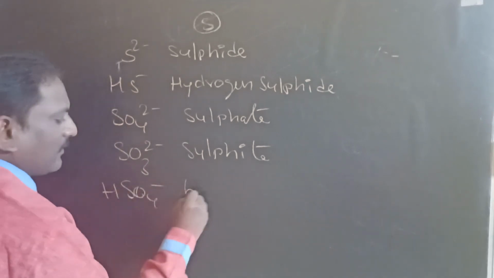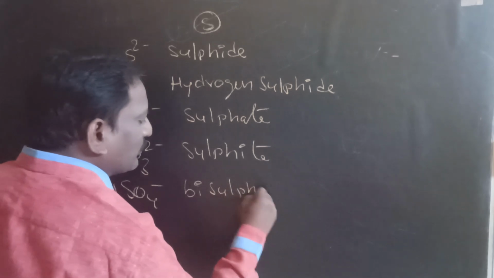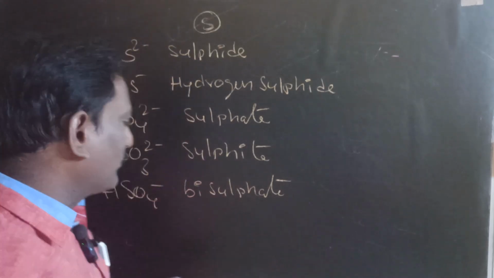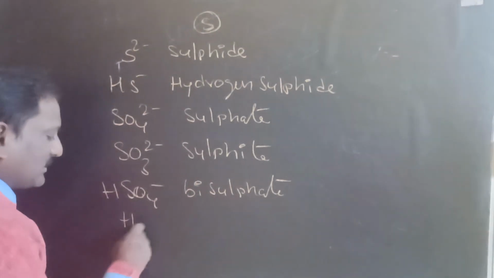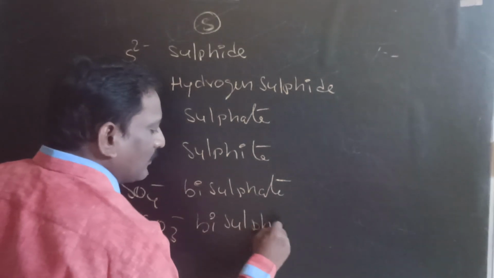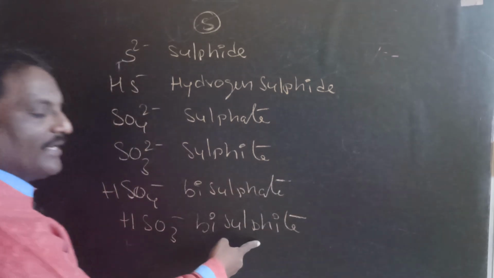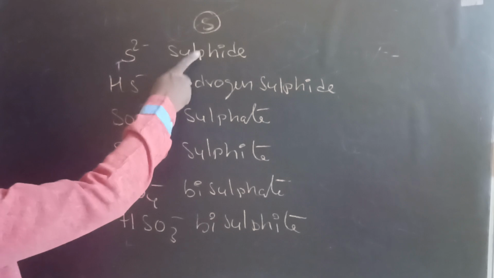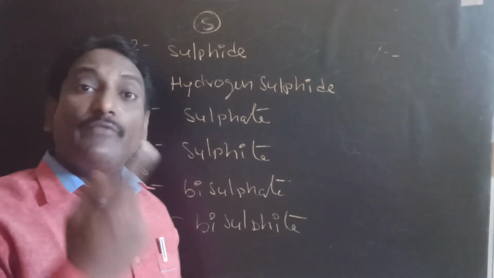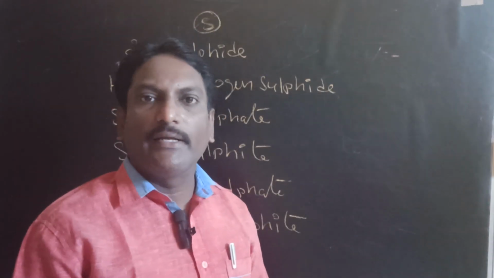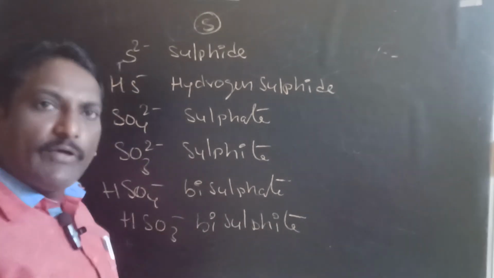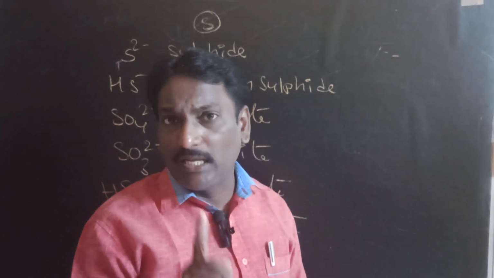HSO4 minus, bisulfate, also called hydrogen sulfate. Next one, HSO3 minus, bisulfite ion. So S2 minus sulfide ion, HS minus hydrogen sulfide, SO4 2 minus sulfate ion, SO3 2 minus sulfite ion. Next HSO4 minus bisulfate ion, HSO3 minus bisulfite ion. These are the ions based on sulfur.